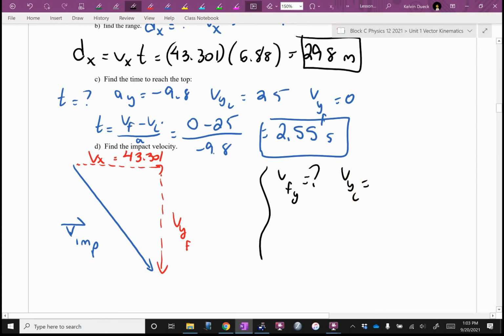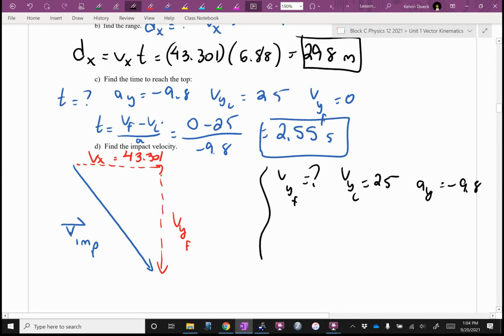Do I know Vy initial? I don't know why I flipped the F and the Y around. Not that it's wrong, but okay. Vy initial was, sorry, what? 25. Still works. AY was what? Negative 9.8. I need three things to find the fourth. What else do I know? I could use a dy of negative 60. I think it's going to be easier if I use a time of 2.55?